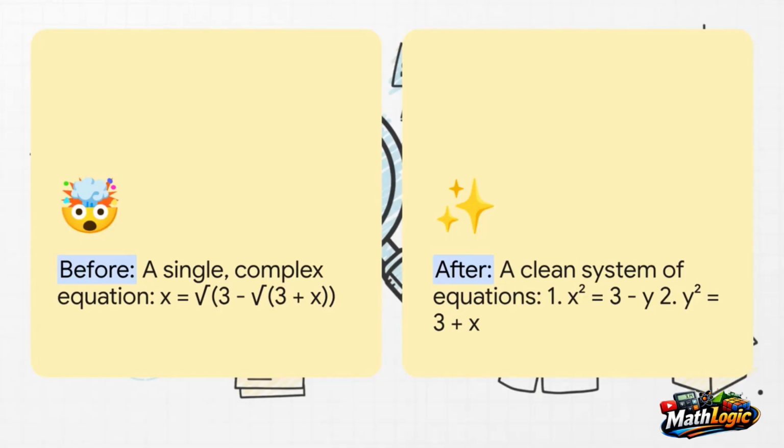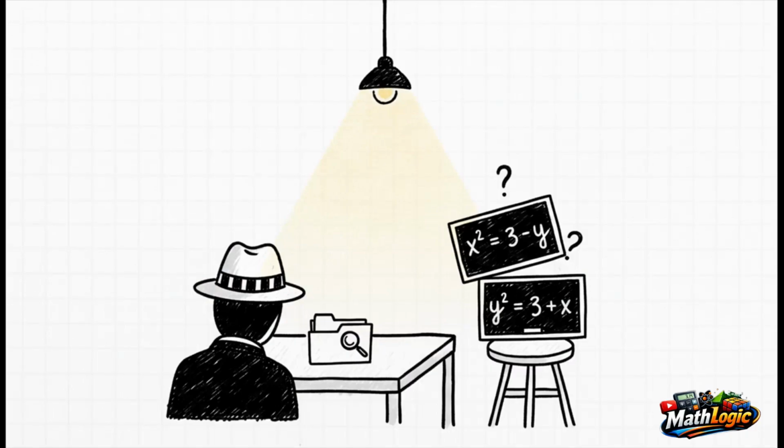And boom, just like that, our one really complicated equation magically transforms into this beautiful, clean system of two much simpler equations. Now we have x squared equals 3 minus y, and y squared equals 3 plus x. Come on, that is so much easier to work with. The power of a good disguise. All right, we have our simplified case file.